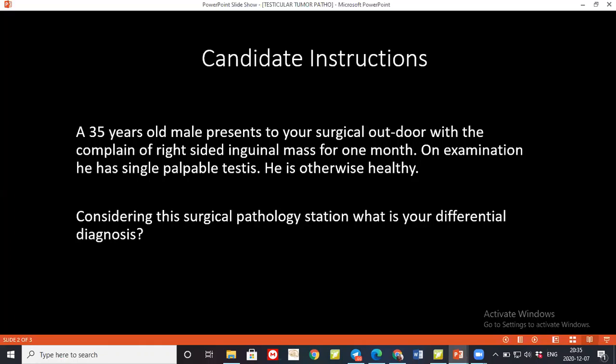Can you define cryptorchidism? Cryptorchidism is, ma'am, the absence of the testis in one of the scrotal sacs. Complete or partial? Both of the scrotal sacs, ma'am. Yes. Actually, the location is not known in cryptorchidism.